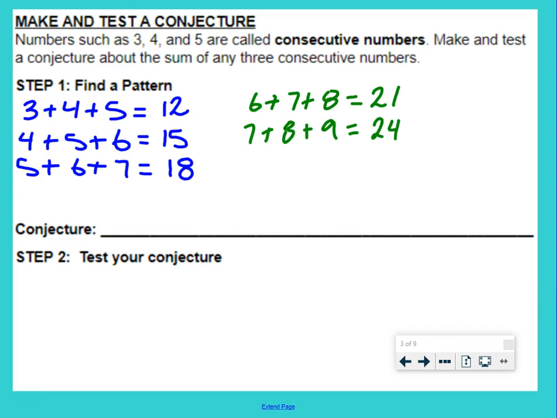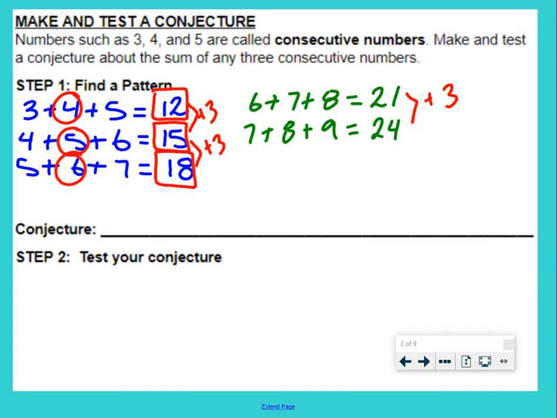So if you notice, a pattern is starting to form. Every time we change the numbers, we're going up by 3. We're adding 3 to this total, which means we got something going on with 3. So if we look at the middle number in our pattern, what's 4 times 3? Well, 4 times 3 is 12. What's 5 times 3? 5 times 3 is 15. What's 6 times 3? 6 times 3 is 18, and so forth.